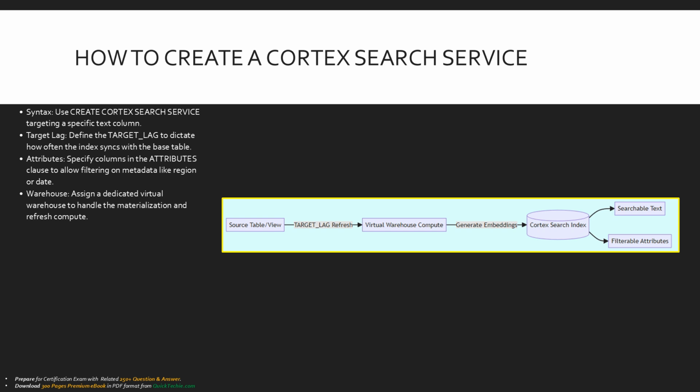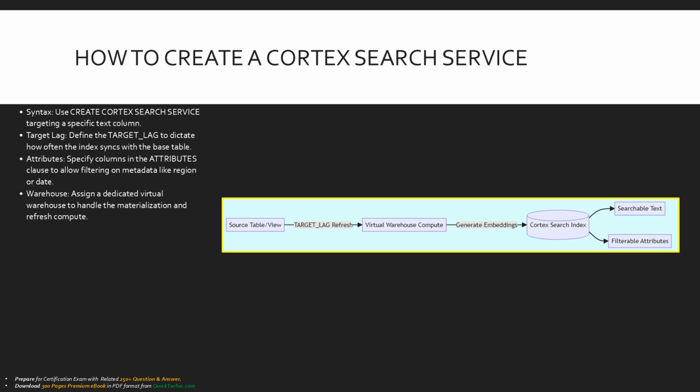This architecture diagram demystifies the creation and maintenance process. On the left is your source table or view. The flow from the source to the virtual warehouse is governed by the target lag refresh cycle. When the lag threshold is reached, the virtual warehouse spins up to process any new or changed rows. It generates the necessary vector embeddings and updates the central Cortex search index.